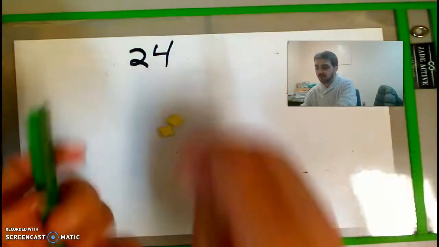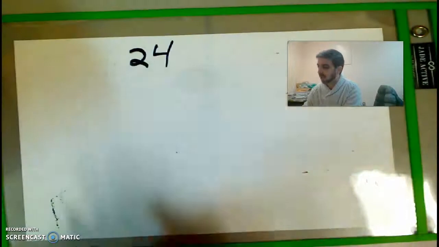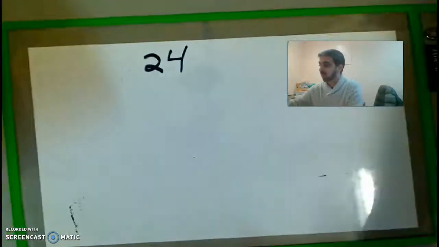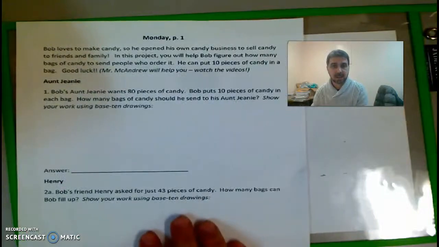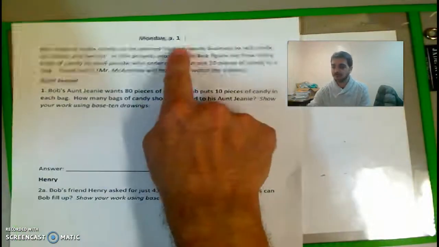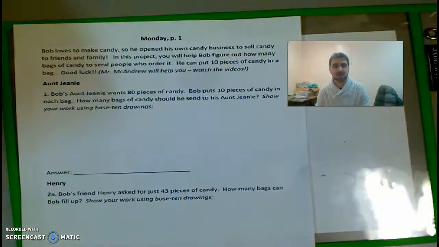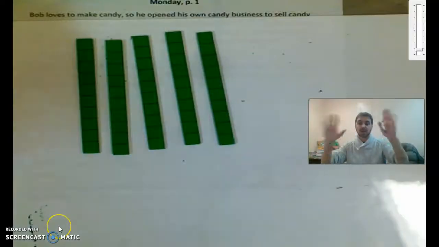So take out your math packet and turn to the page that says Monday. It says page 1 at the top. So Monday, page 1.